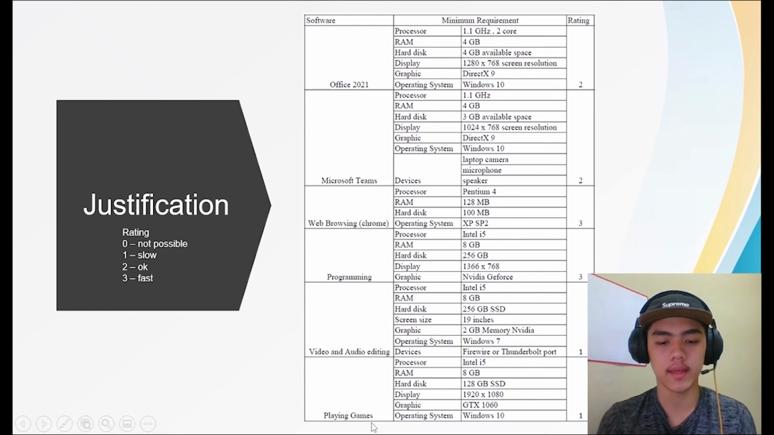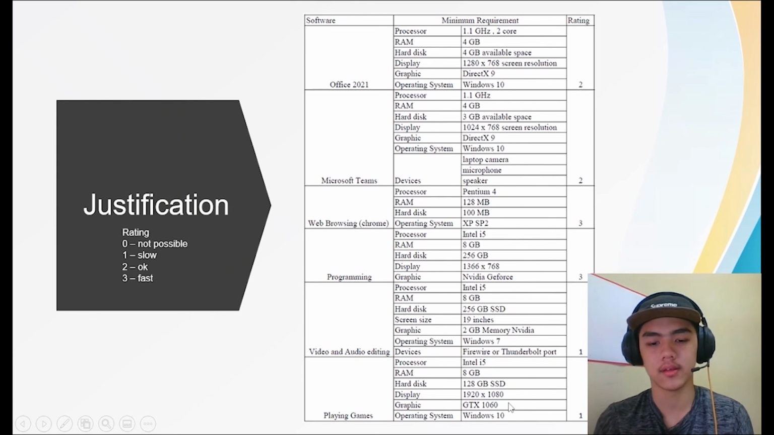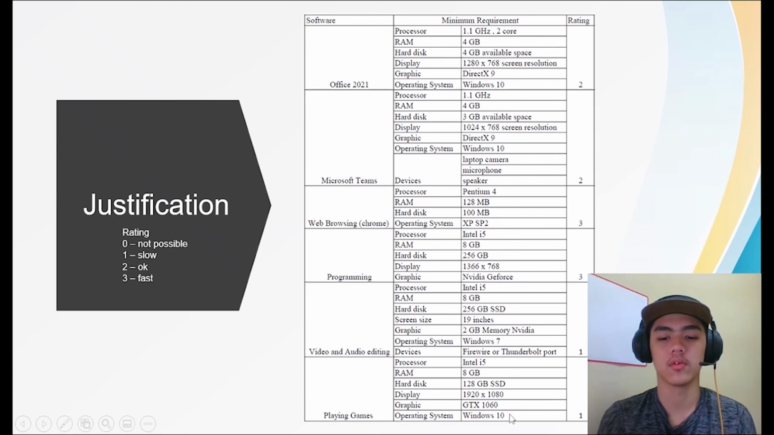For playing games, the minimum requirement is an Intel i5 processor, 8 GB of RAM, 128 GB of internal storage, a 1920 by 1080 display, a minimum of GTX 1060 graphics, and the Windows 10 operating system. So for playing games, it will also be slow as the minimum requirement for playing games is higher than the spec of our laptop. Overall, the laptop is suitable for study and programming, and it is not suitable for video and audio editing and playing games.